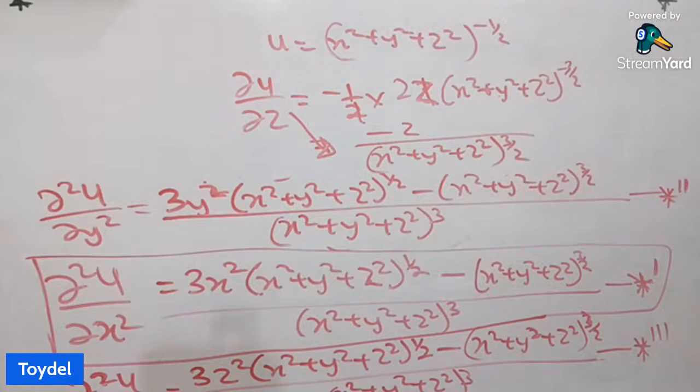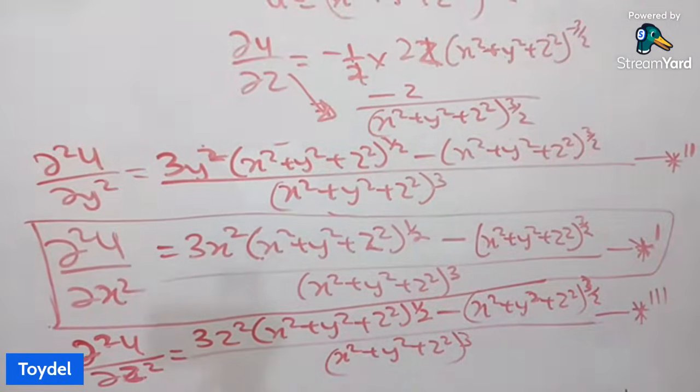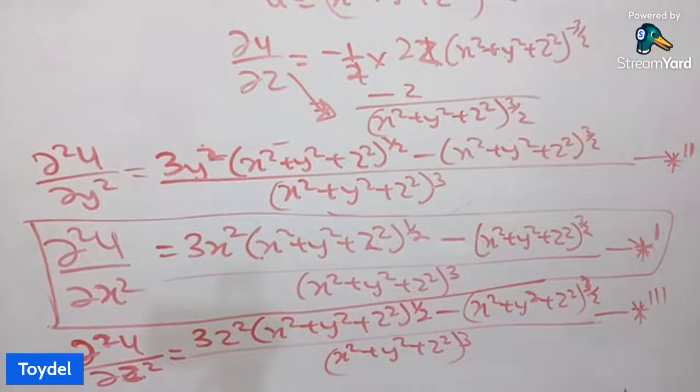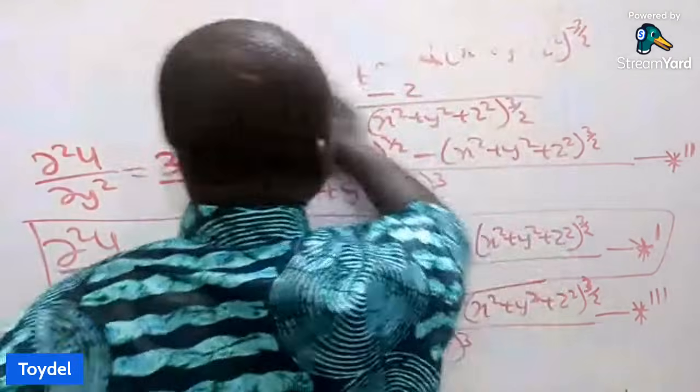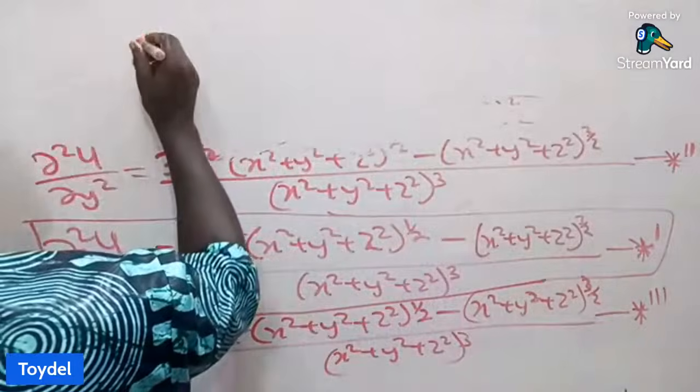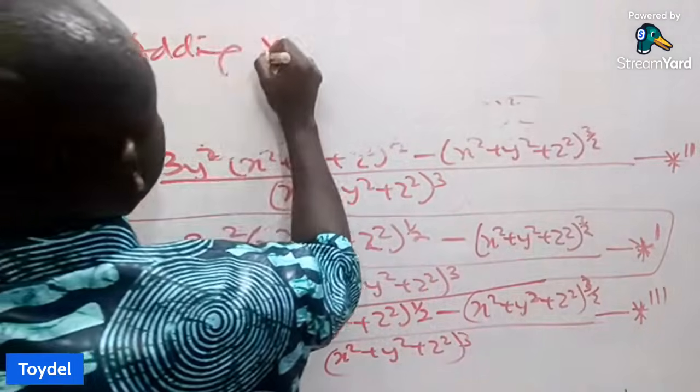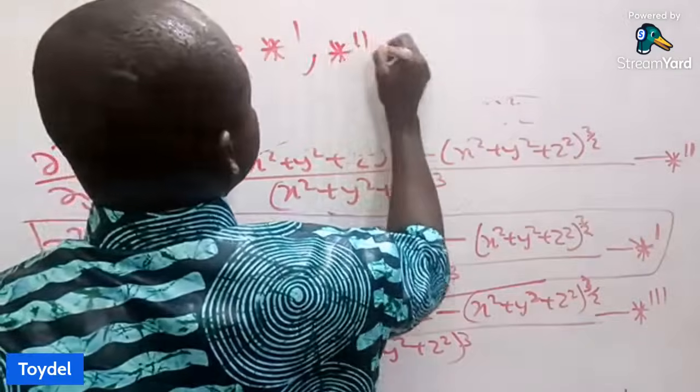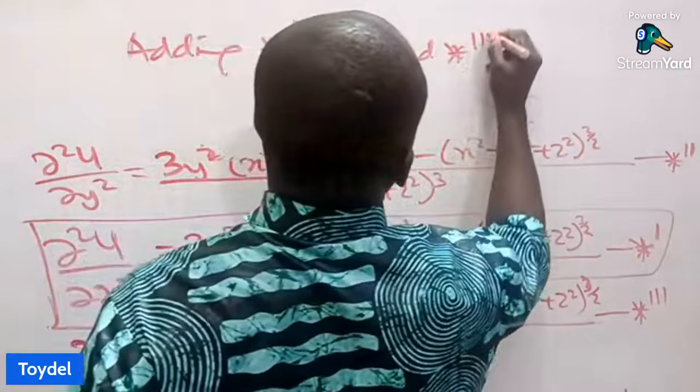So if you do it correctly, that is what we are going to get. Okay. So if we now look at the three equations that we have on the board, asterisk 1, asterisk 2, and asterisk 3, if you add all the three equations together, we are going to get that Laplace PDE. So adding asterisk 1, asterisk 2, and asterisk 3.